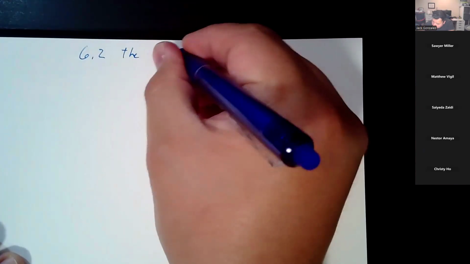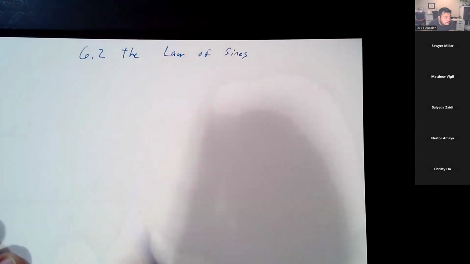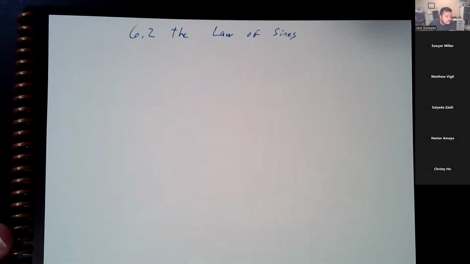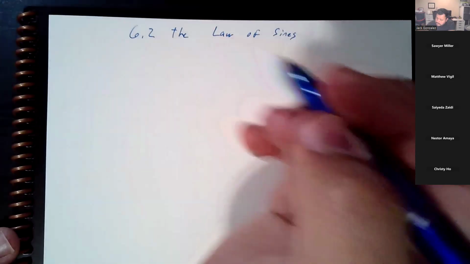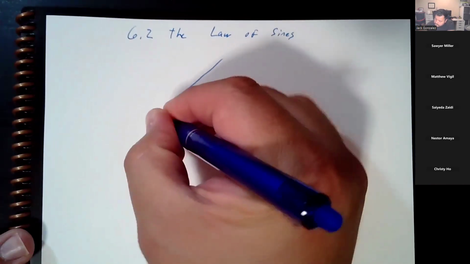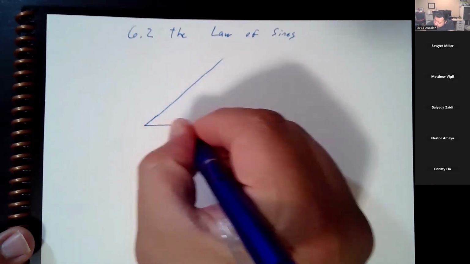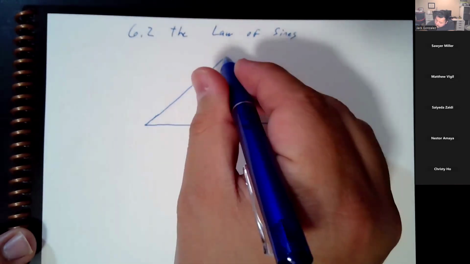The law of sines. Okay, let me try to give you the formula. So given some triangle, it's not an equilateral triangle, just know that it's not a right triangle.